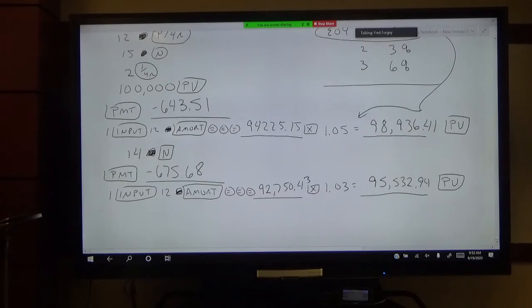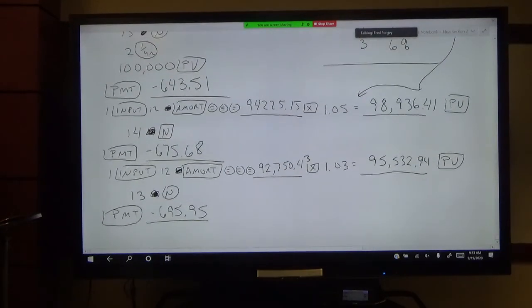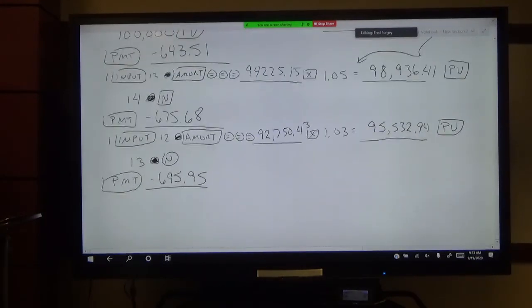Okay, same process, make that your new present value. Now we're down to 13 years. Okay, so we've gotten to this point. You're saying, obviously, your payment is increasing at the end of each of these years. Now, we're going to do it one more time.